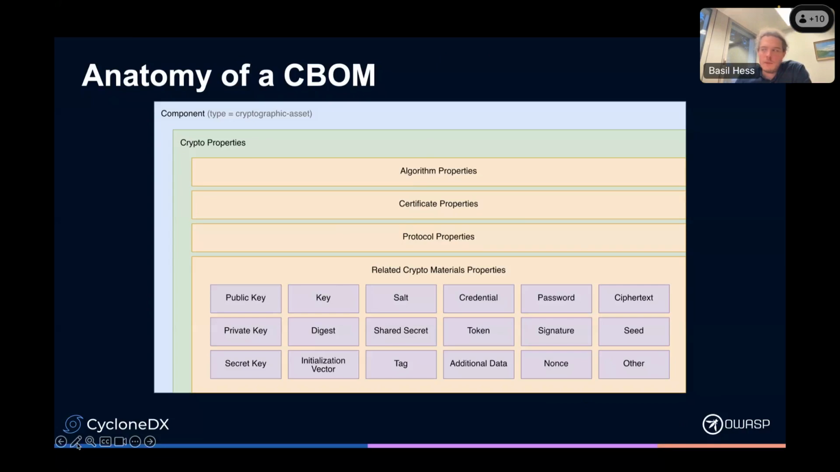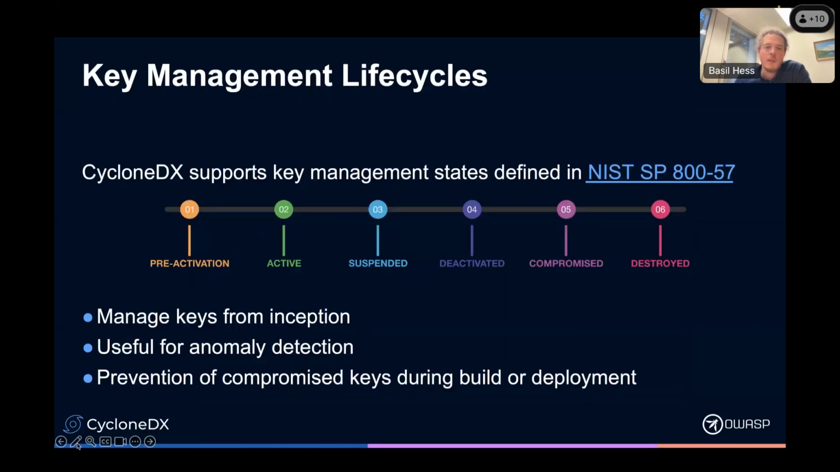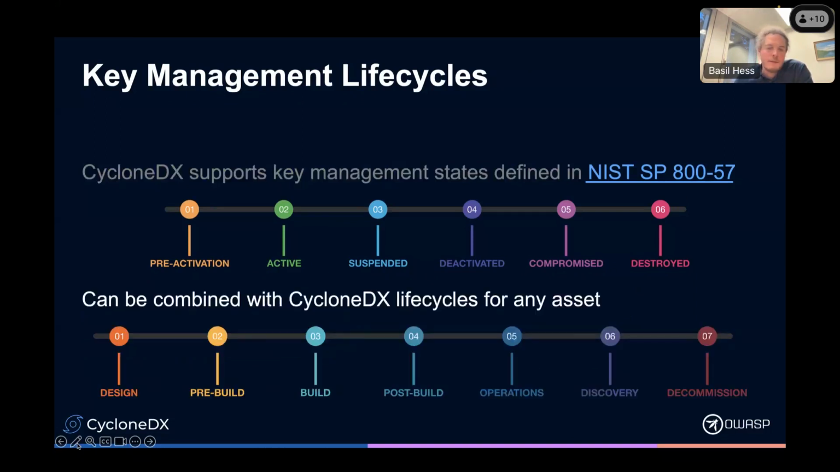So thinking about keys, one thing we also added was support for key management states that followed the definition from NIST SP 800-57. It's basically being able to express what's the state of a key. So pre-activation through being active, suspended, deactivated, compromised, or destroyed. And this is here the CycloneDX life cycle.